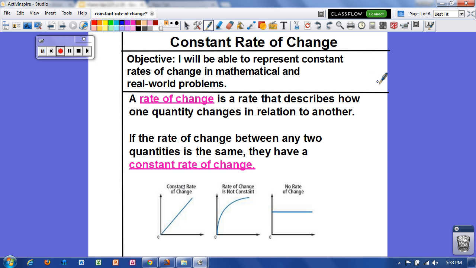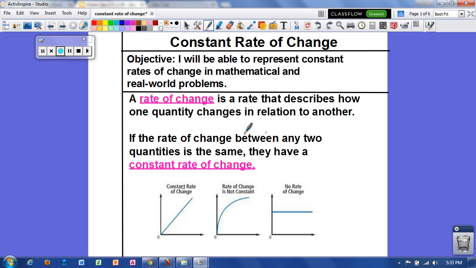Alright, so first of all, what is a rate of change? Well, a rate of change is a rate that describes how one quantity changes in relation to another. Now, if the rate of change between any two quantities is the same, they have a constant rate of change.